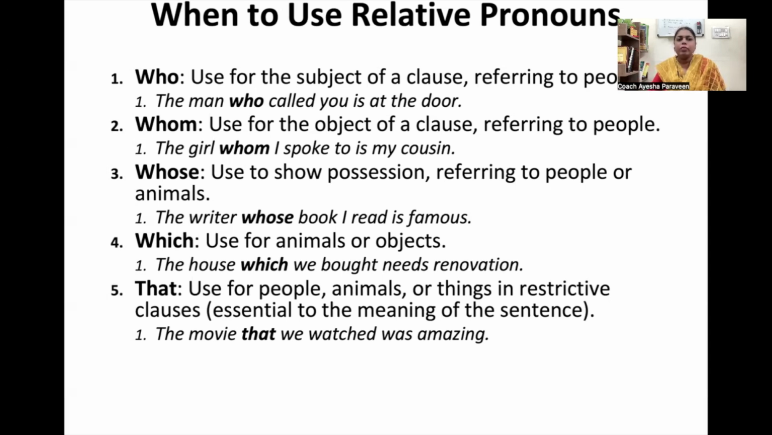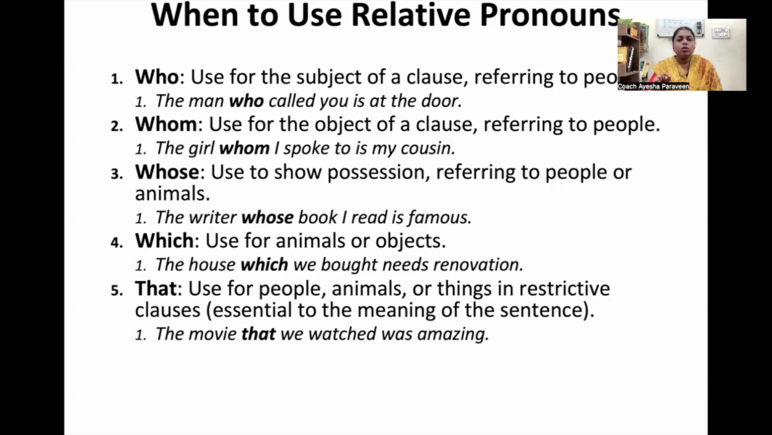When to use relative pronoun? Who. Who is used for the subject of the clause referring to the people. The man who called you is at the door. So the man, okay, called you, at the door. Who called you is at the door. The man who called you is at the door. Whom? Used for the object of a clause referring to the people. The girl whom I spoke to is my cousin.